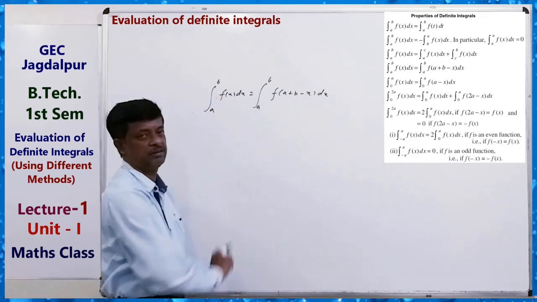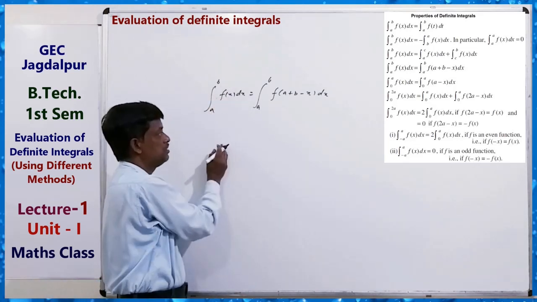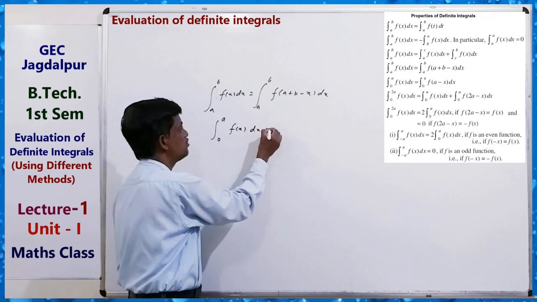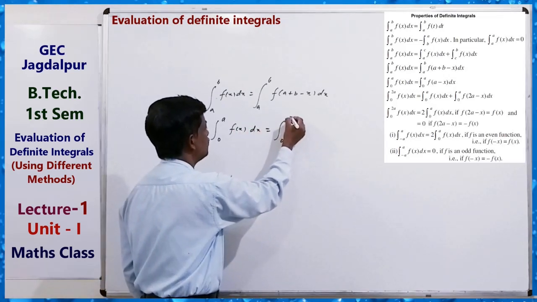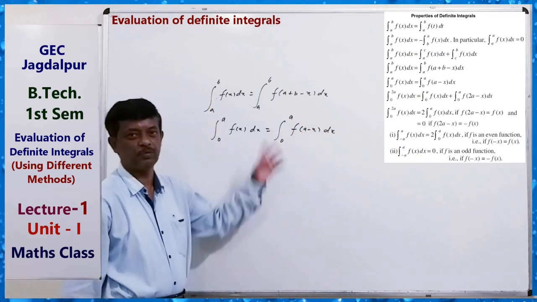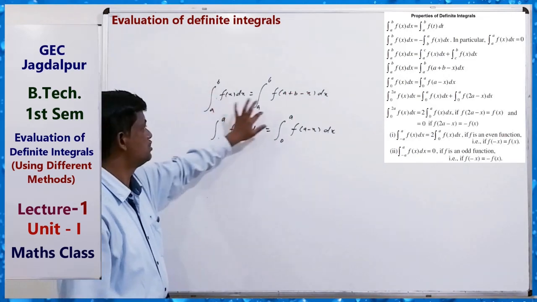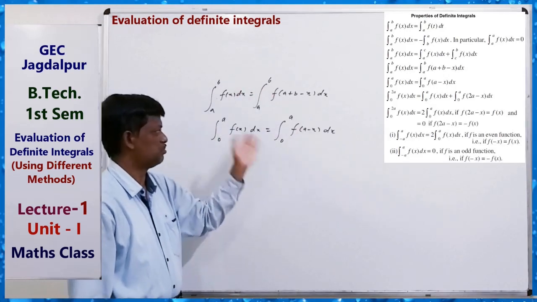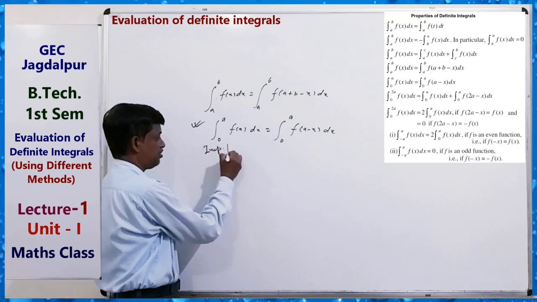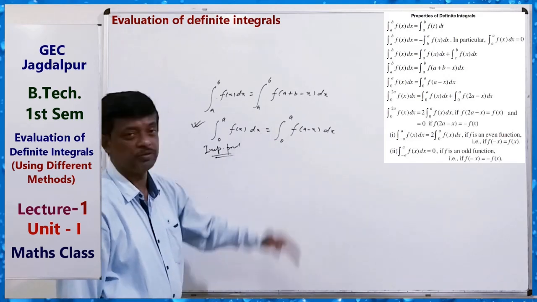Its particular form is: if a equals 0 and b equals a, then integral from 0 to a of f(x) dx equals integral from 0 to a of f(a minus x) dx. It can be proved by putting a minus x equals t. In place of b, you just write a. This is an important property, and we mostly use this formula.